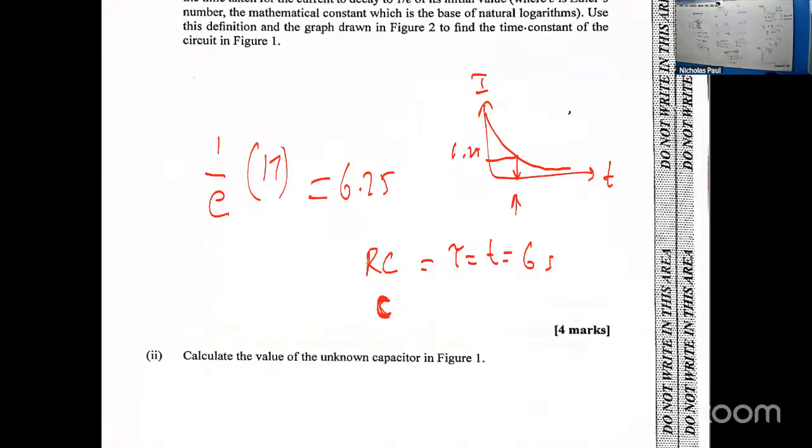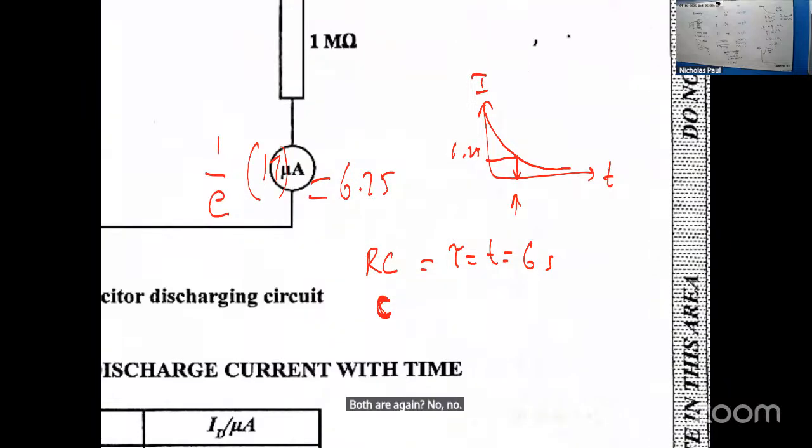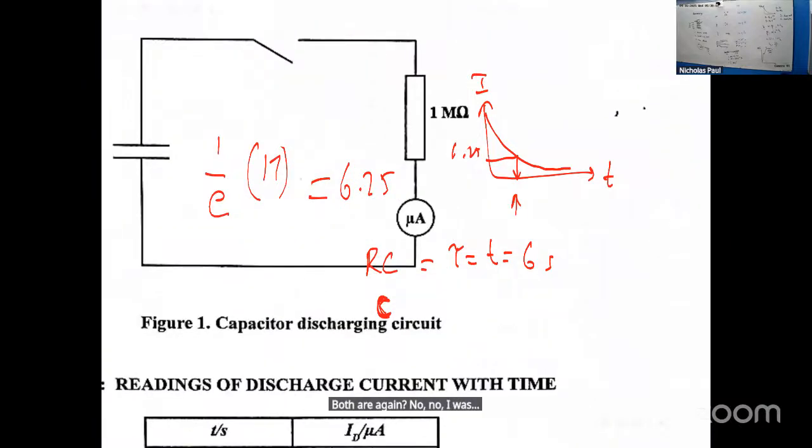What was R again? Look back at the table. Look back at the 17. R is the highest value. No, R was 1 by 10 to the 6. R is the resistor in this circuit there. See that? R is this. And C is what we're trying to find. So R is 1 by 10 to the 6. Tau covers 6 seconds. So it's 6 seconds divided by R, which is 1 by 10 to the 6.